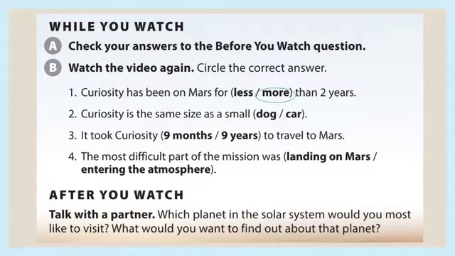The other one says, or number two, it says, Curiosity is the same size as a small dog or car. So the answer for this one is car. Three, it took Curiosity 9 months or 9 years to travel to Mars. So this one's 9 months. And the last one says, the most difficult part of the mission was landing on Mars or entering the atmosphere.